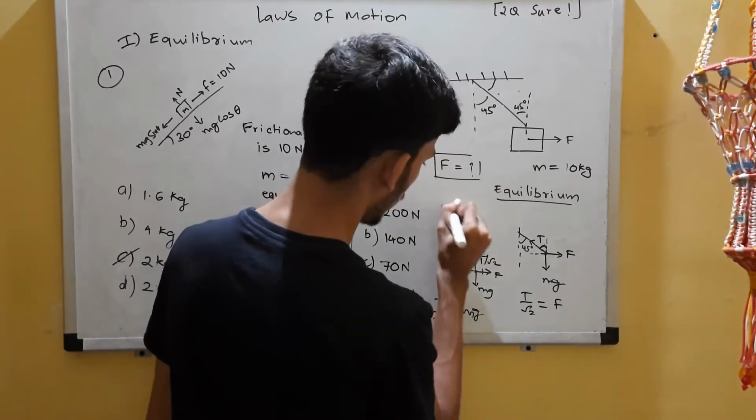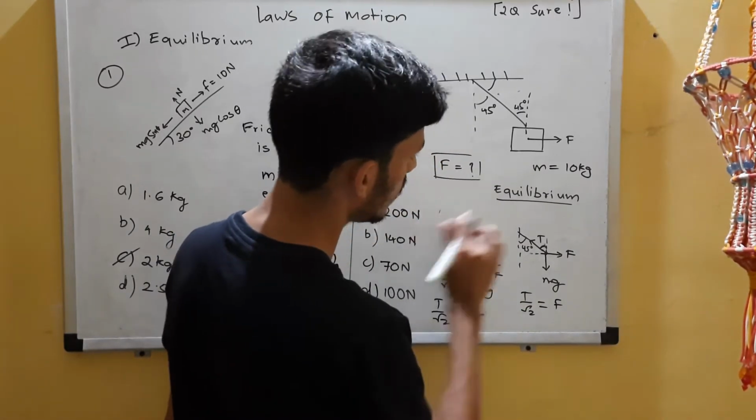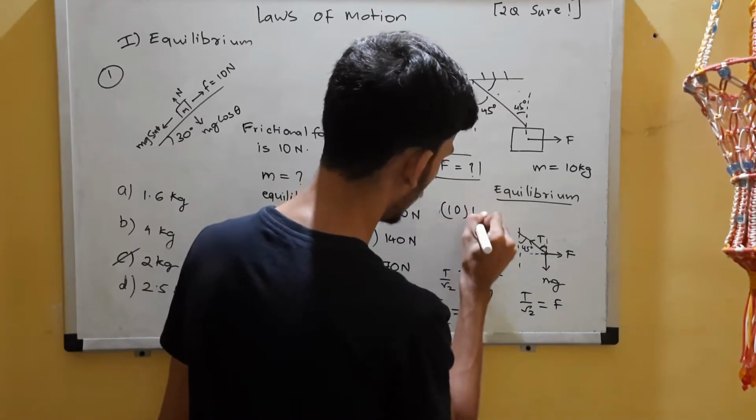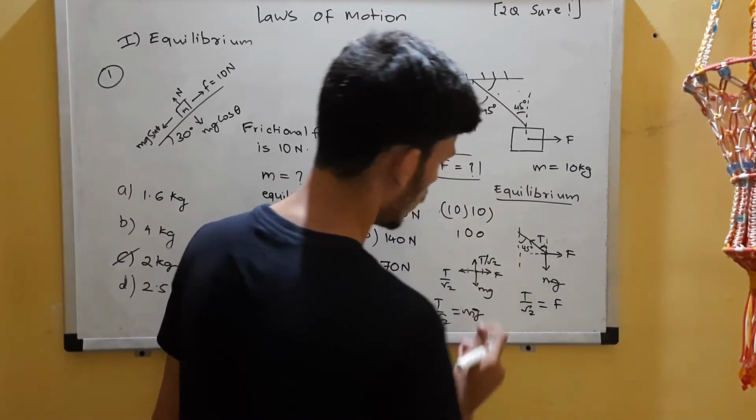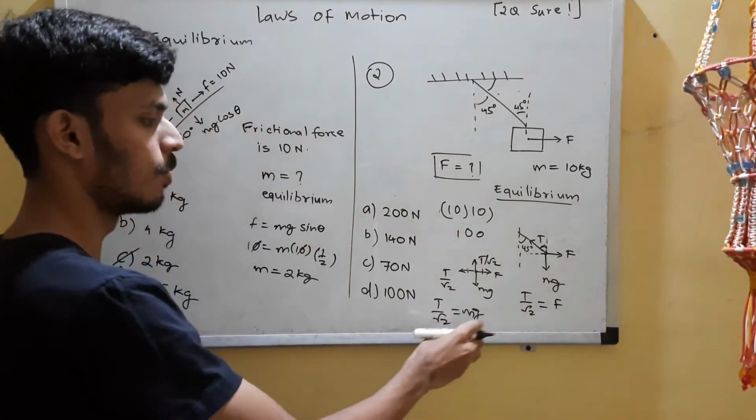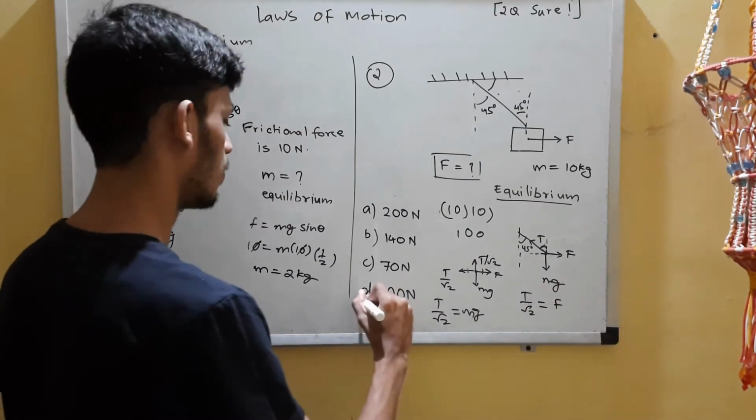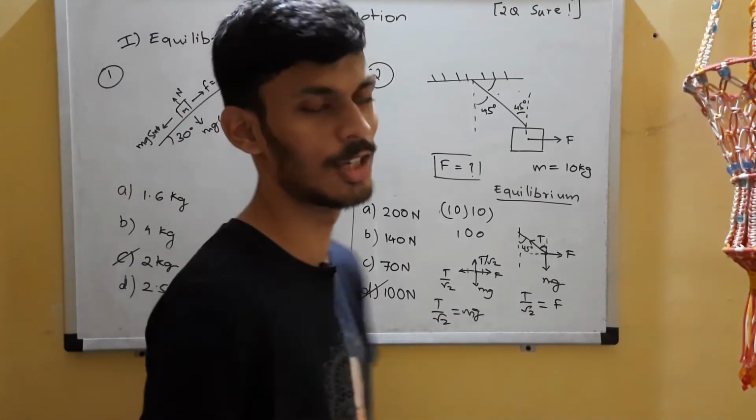mg will be given as m is 10 and g is also 10, so mg is 100. So 100 is equal to T root 2 is equal to F. So 100 Newton is the correct choice over here.